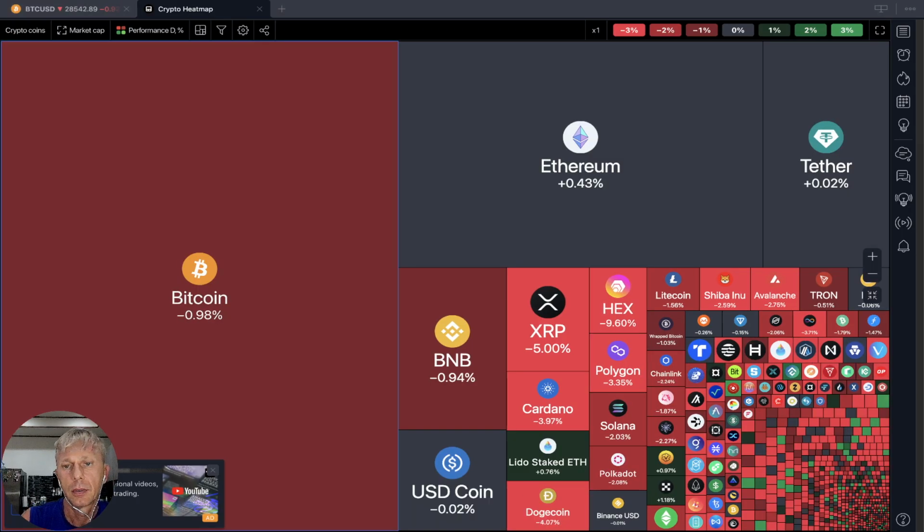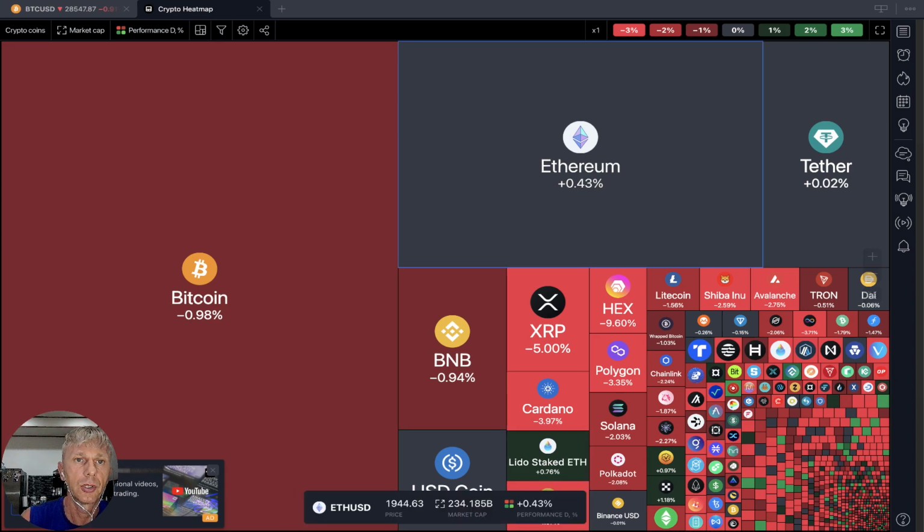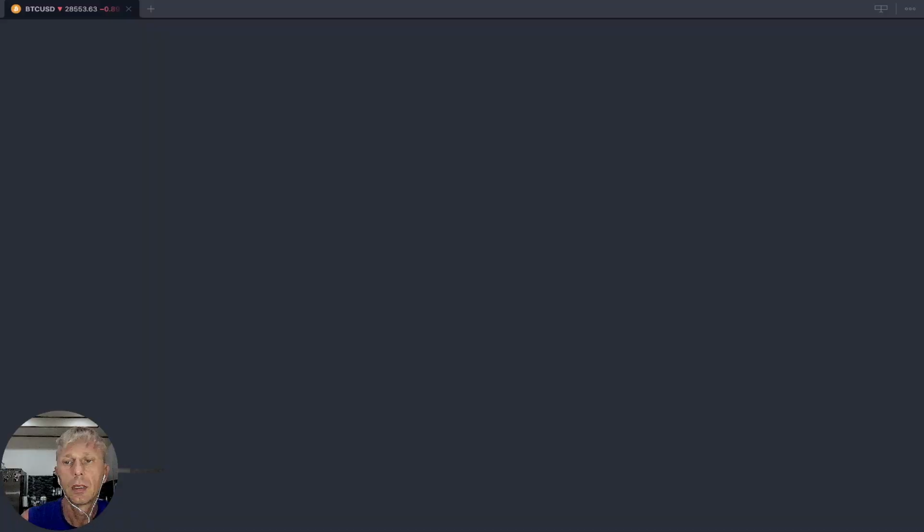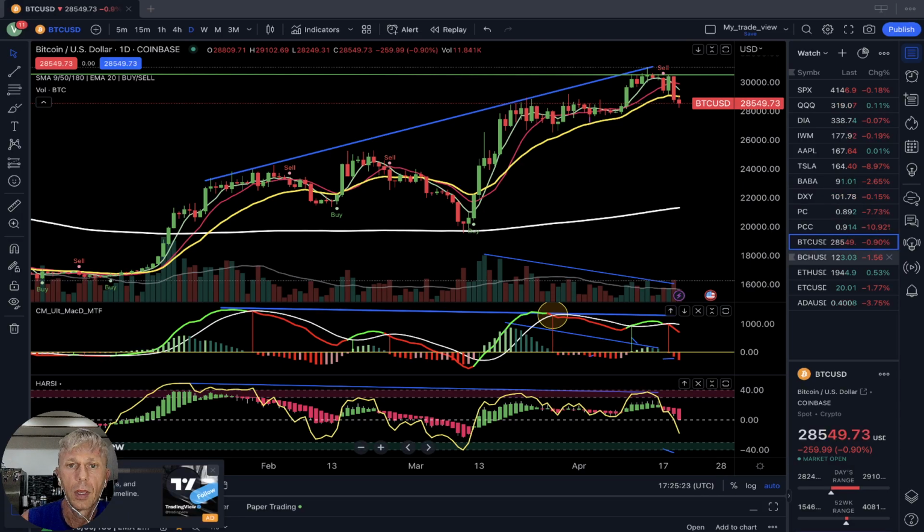Crypto heat map, all red. It looks like crypto is still red, still a bearish trend. Let's move to charts and do a technical review.